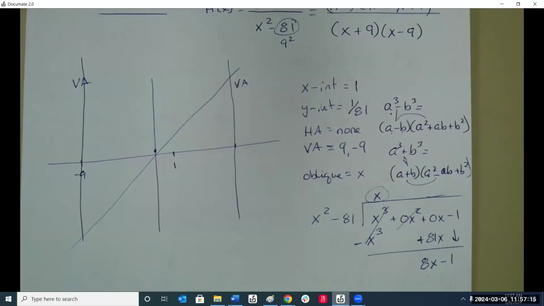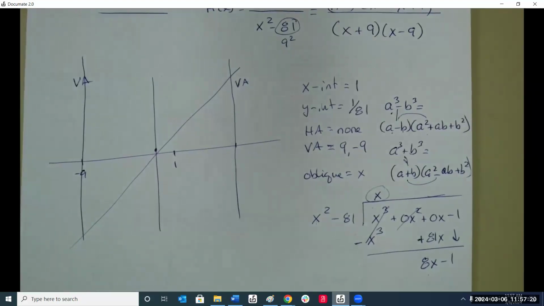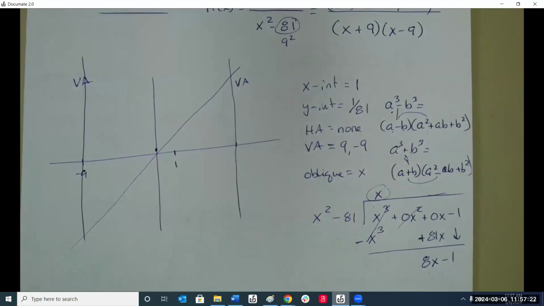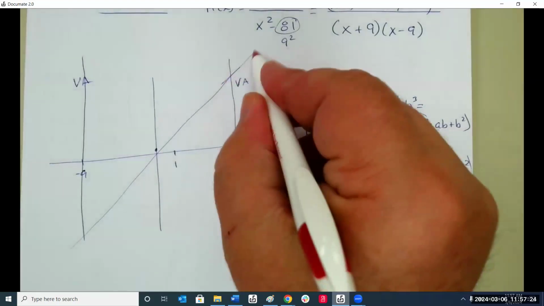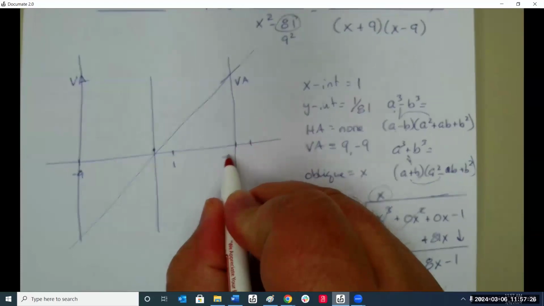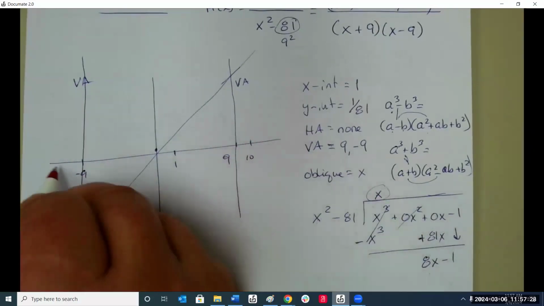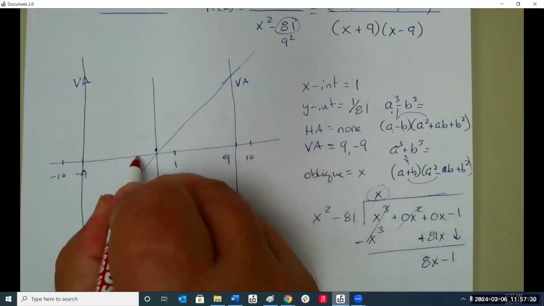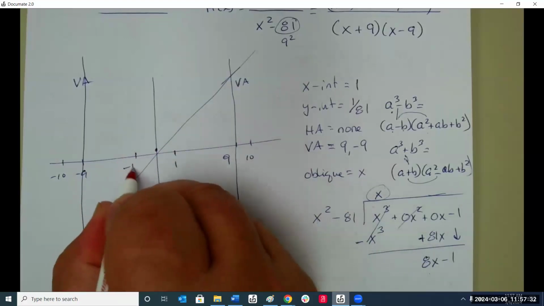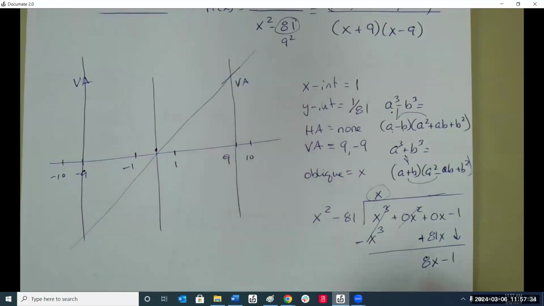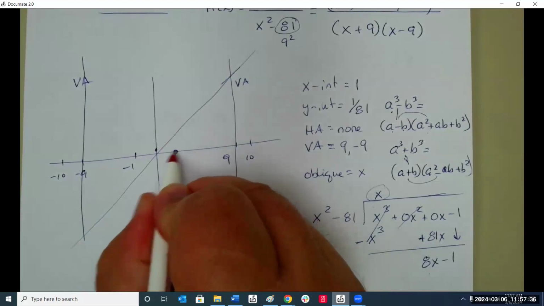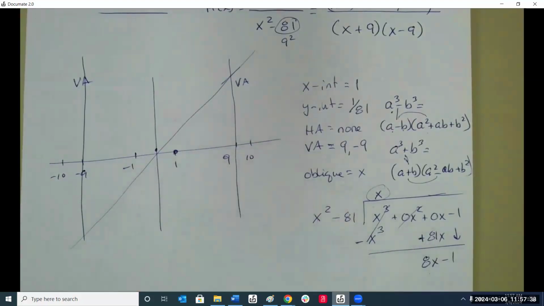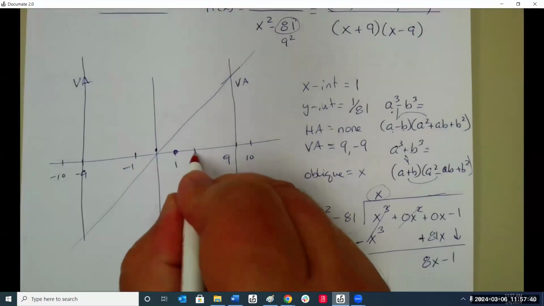So what do we do now? Plot points, yeah. But now we have to figure out also what happens out here at 10 and negative 10, at negative 1. At 2.